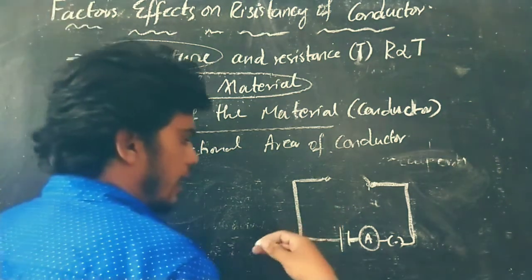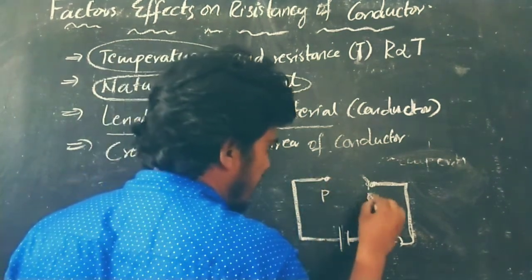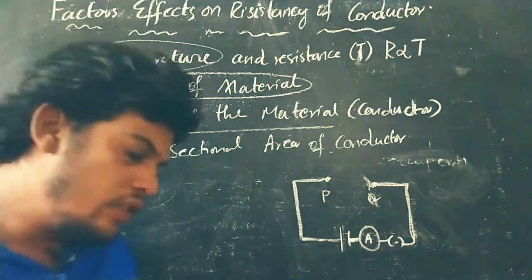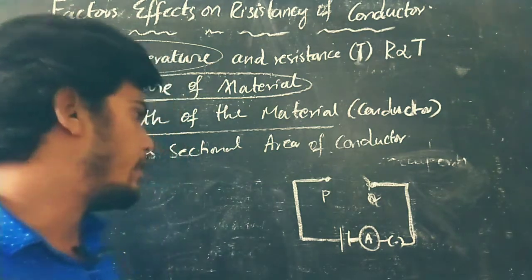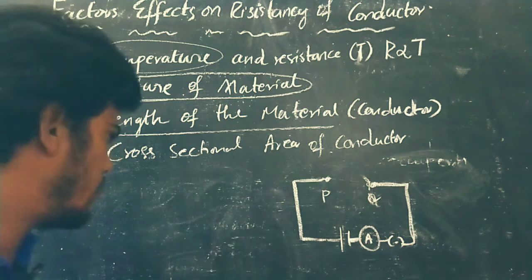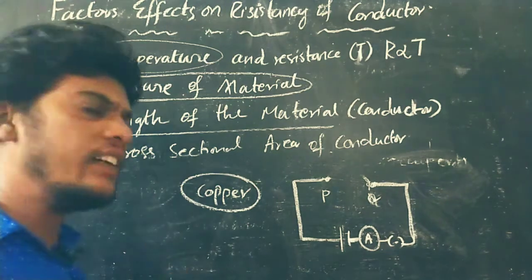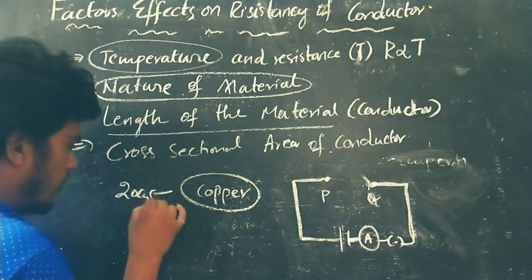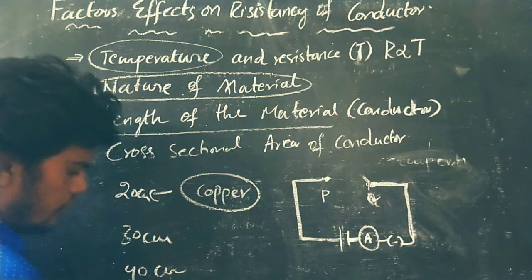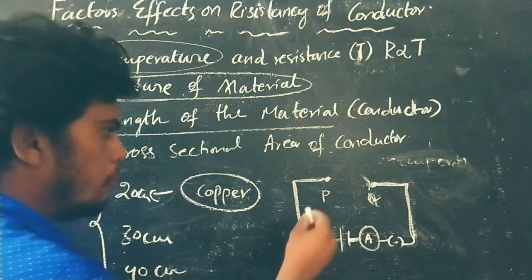Look here, I am taking the same circuit again to perform an activity to prove that the length of the conductor also influences the resistance. Now take the same kind of wire, copper wire. So the nature is same, copper wire, but with different lengths: 20 centimeters, 30 centimeters, 40 centimeters, and 50 centimeters. Now place these different length conductors one by one between this space.